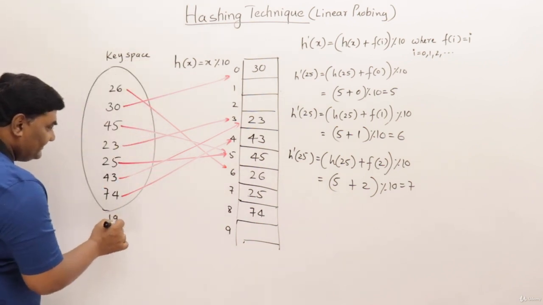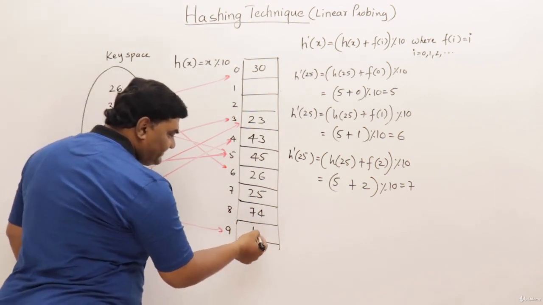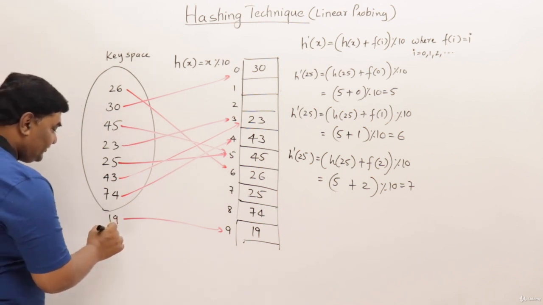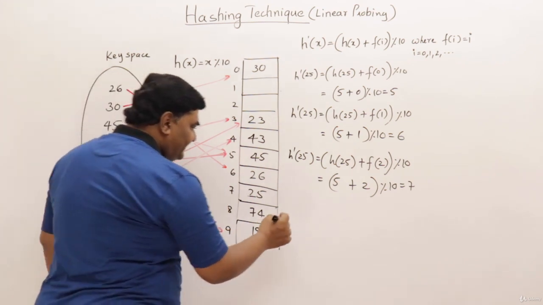One is 19. So 19 will be mapped here. 19 goes here. This is free. There was no collision. Now next I will insert 29. Let me evaluate it here.